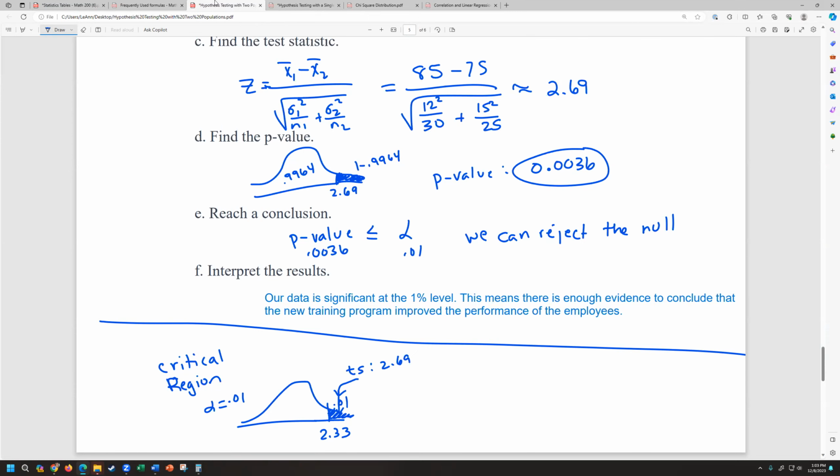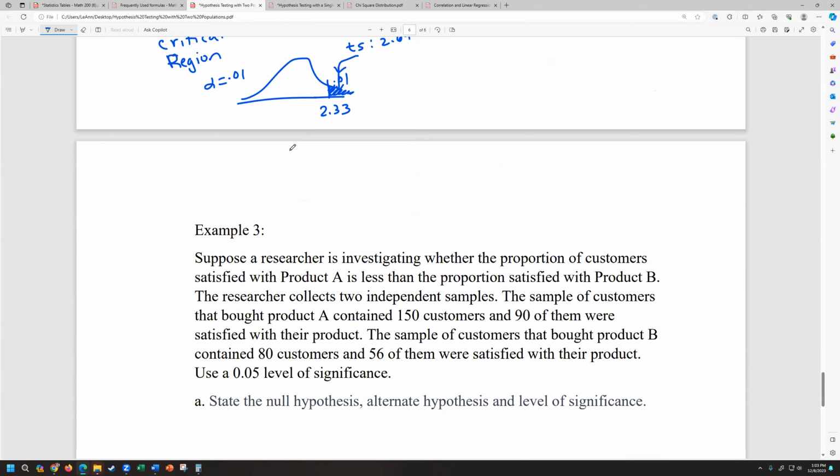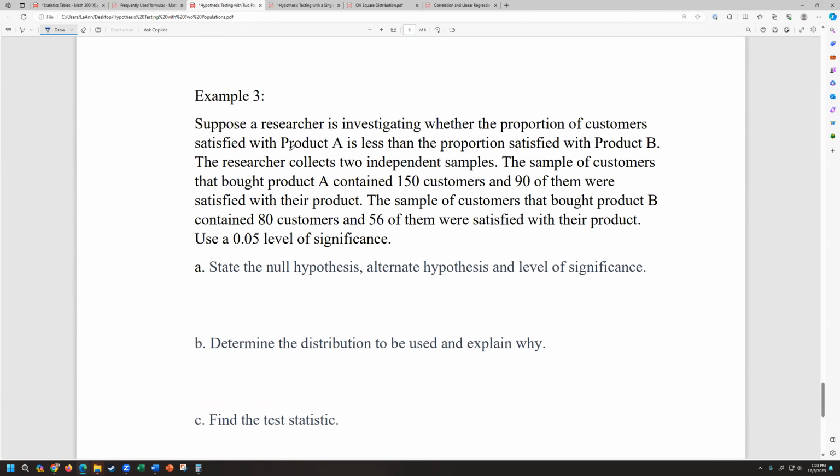So it's just another way of doing the same kind of conclusion. All right, and then the final example for this set for 2 populations that are independent. We're going to look at this example. Suppose a researcher is investigating whether the proportion of customers satisfied with product A is less than the proportion satisfied with product B. So notice proportions means P, not a mean.